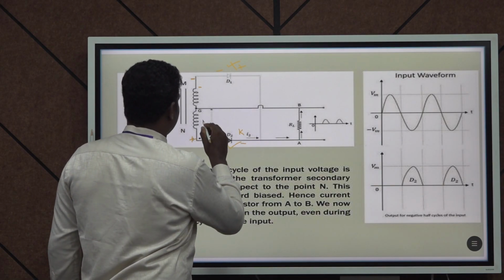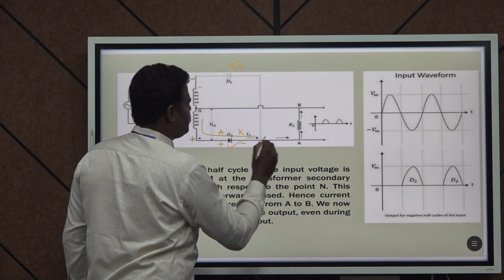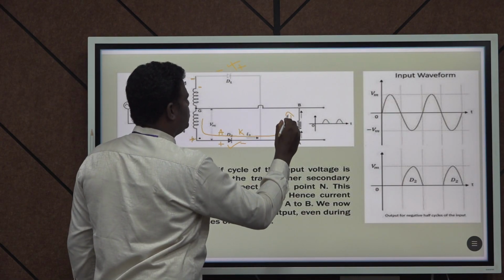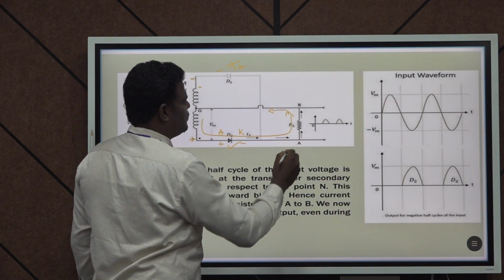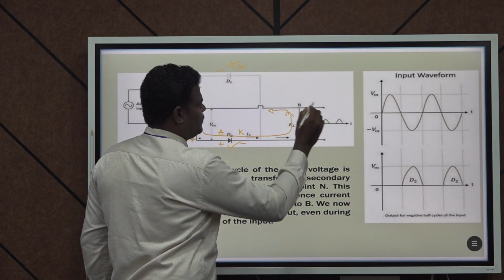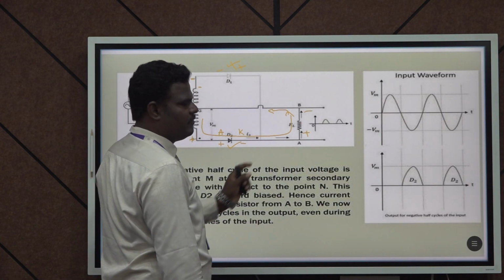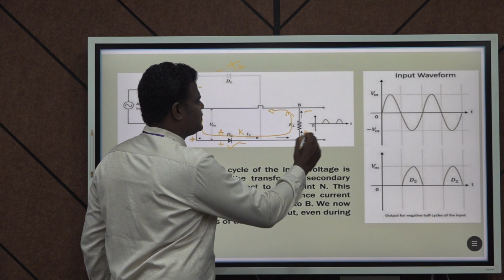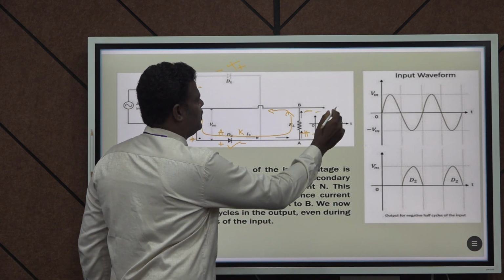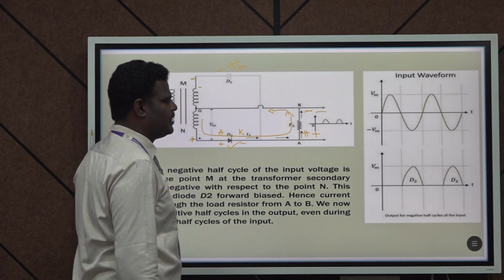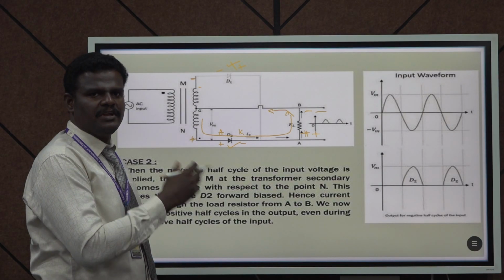So the current flows following this path. Across the load we are having a plus and minus. During the two quadrants we are having a unidirectional output. This will be repeated continuously.